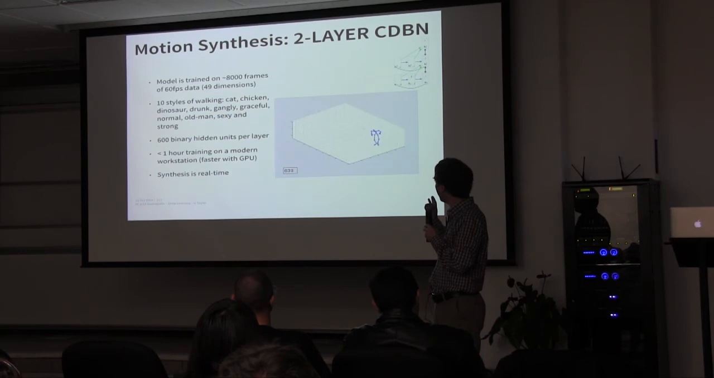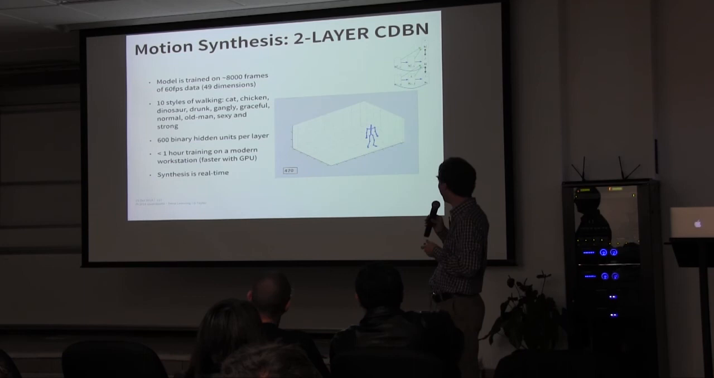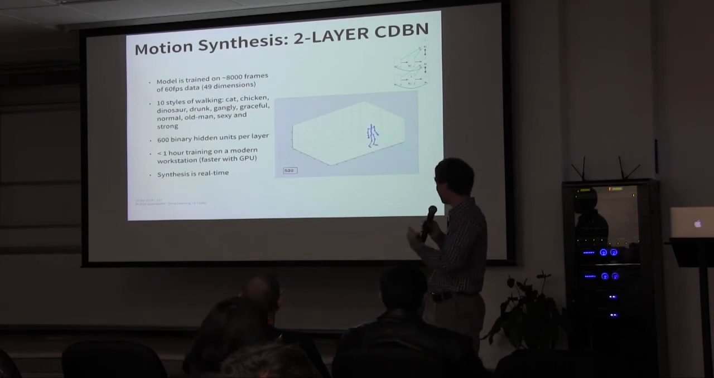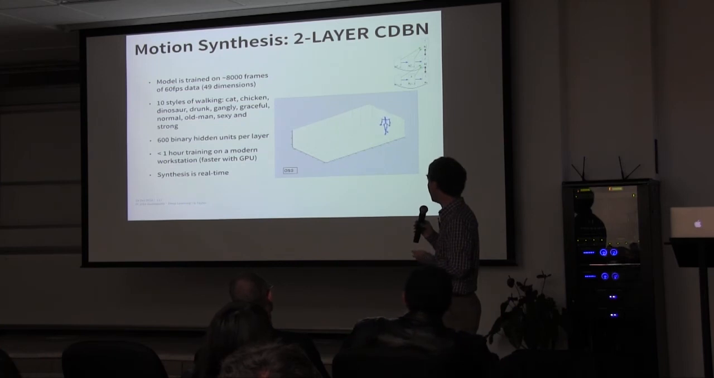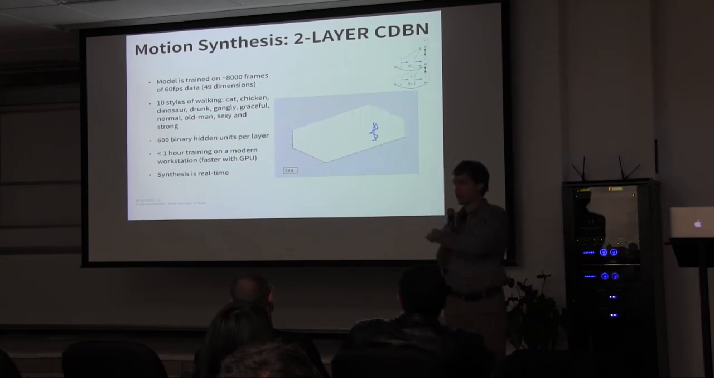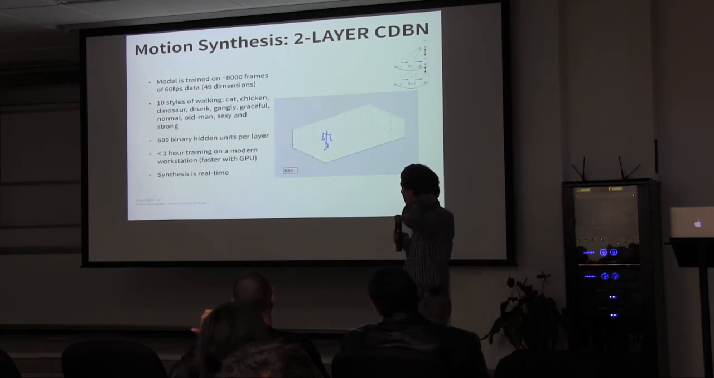It's a nonlinear model, so it can do very non-sequential motion. This is the drunk one, which you might notice, sort of stumbling around, right? So it's not just a repeated motion. It's actually learned to emulate these styles quite well. When we train these models, this is a few years ago, it took about 1 hour to train them on a modern workstation, and it's actually faster than that with a GPU.